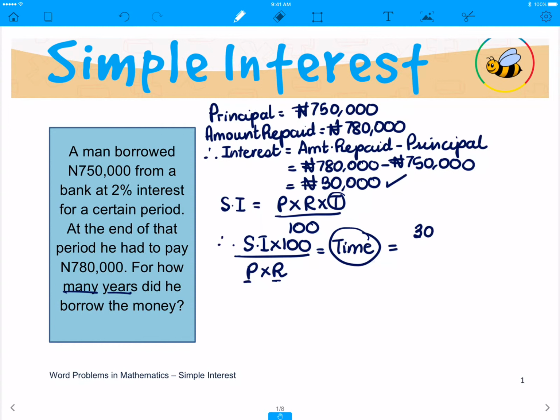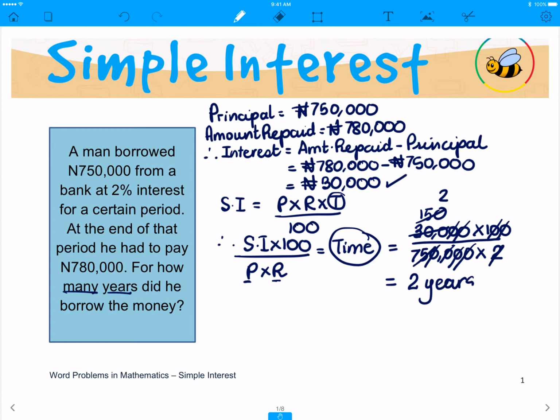Simple interest being 30,000 times 100, divided by the principal amount, 750,000, times the rate, 2%, should give us the time. So let's do the arithmetic. Let's take away these zeros, take away more zeros. We are left with 75 times 2, 300. 2 into 300 is 150. 75 into 150 is 2. The answer is 2 years.